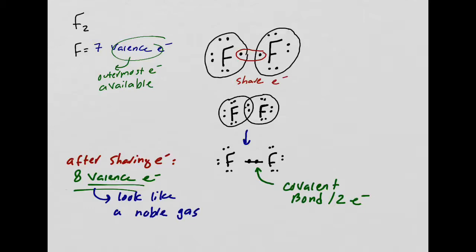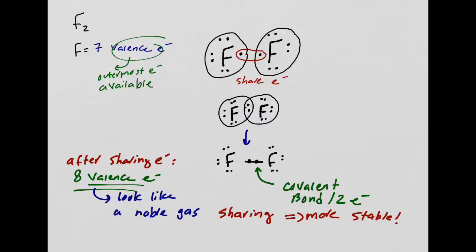So what does sharing do? Sharing is going to cause them to be more stable. That is why they do it. That's why they want to form covalent compounds, because they are going to share, and when they share, they end up with 8 valence electrons.